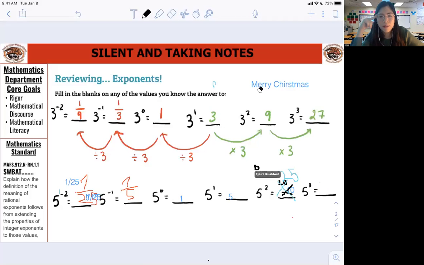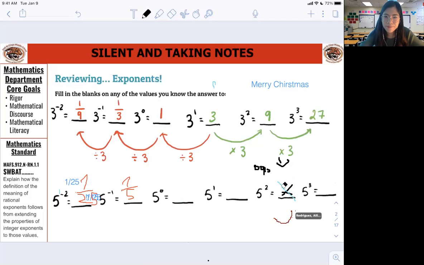And what about all the way to the right? 5 to the power of 3. 125. Beautiful. Okay, good job, guys. I'm gonna make this look a little bit neater, but it looks like everybody got it all correct. Good job. So I'm just gonna rewrite things a little bit more neatly.